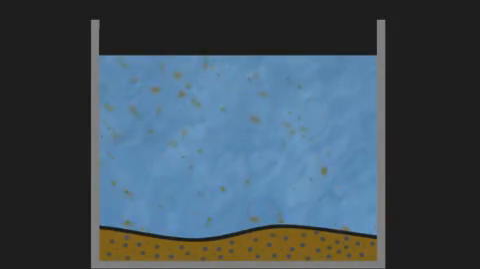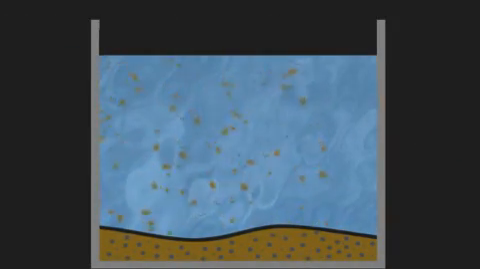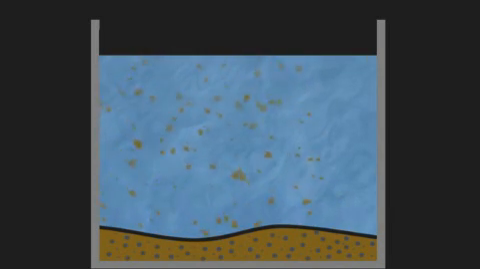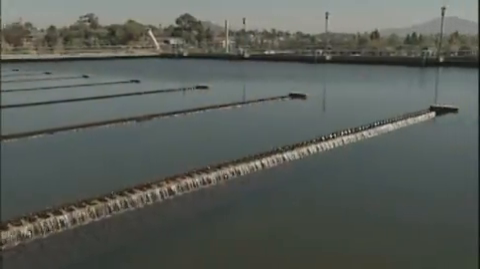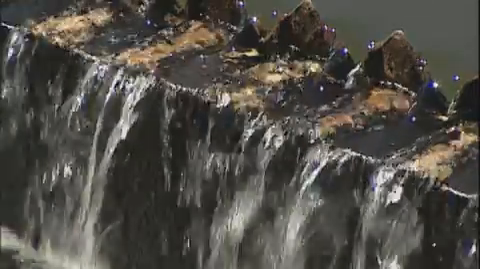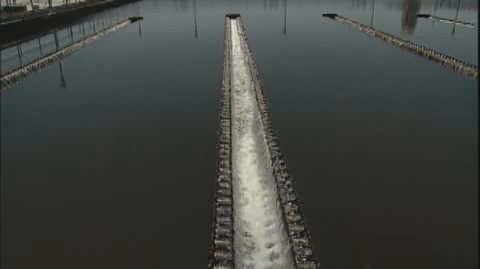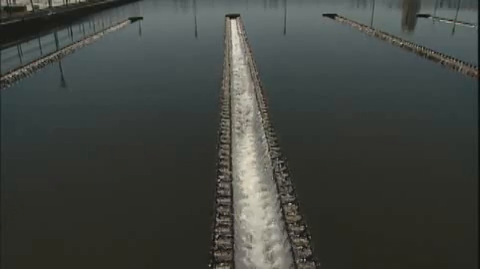Sedimentation. During sedimentation, the water flow is slowed down even more, and gravity causes the heavy floc particles to sink to the bottom of the tank. The particles then become very easy to remove. Once the particles are out of the water, it's time to send the water through a filter to take out even smaller particles that got away.